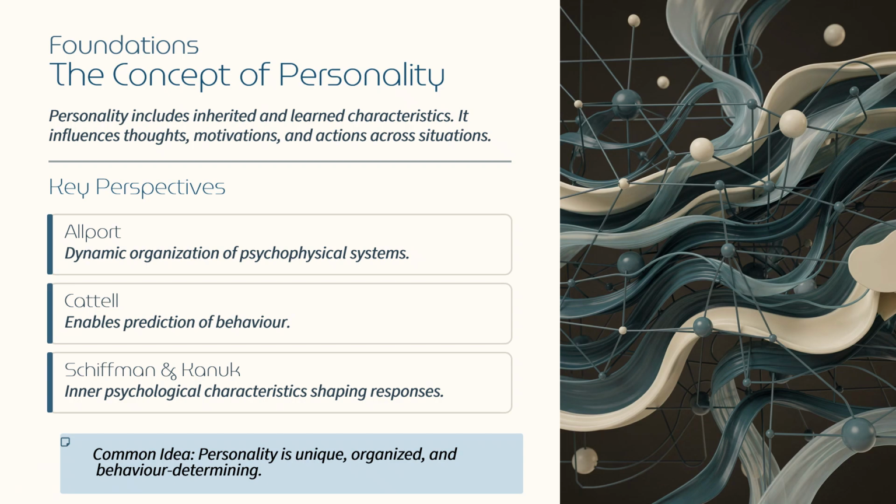Raymond Cattell offered a more functional definition, stating that personality is that which permits a prediction of what a person will do in a given situation. If we know a person's personality, we can to some extent predict their behavior. Schiffman and Kanuk take a slightly different approach, suggesting that personality is a set of inner psychological characteristics that both determine and reflect how a person responds to their environment.